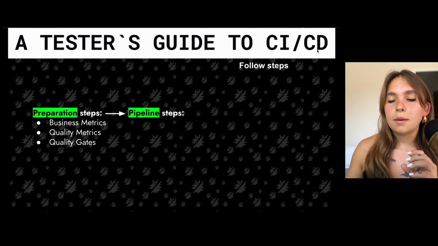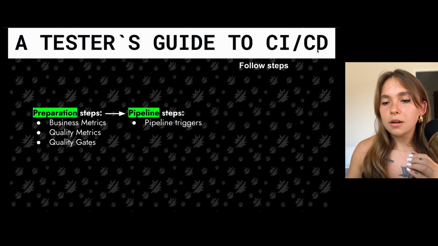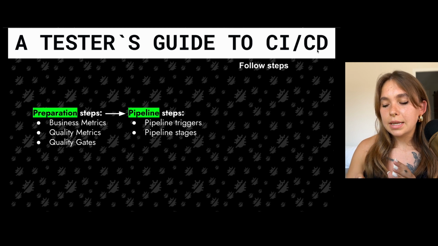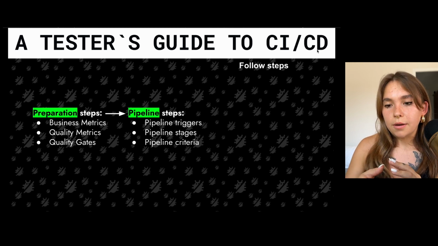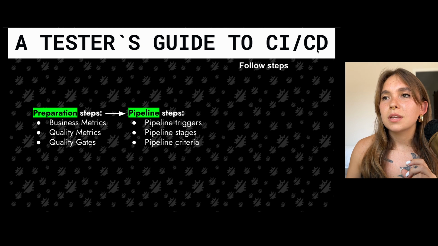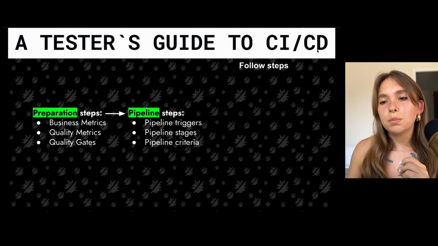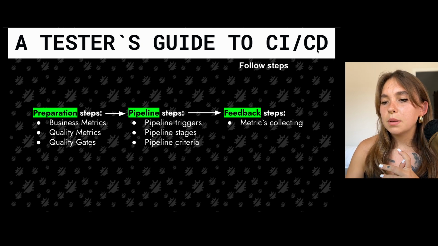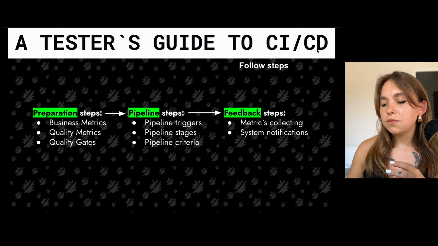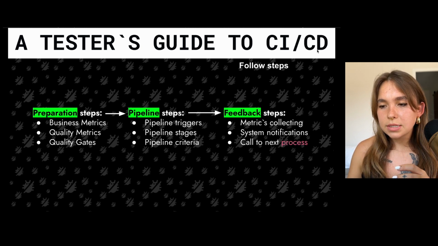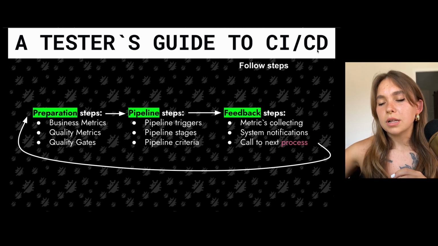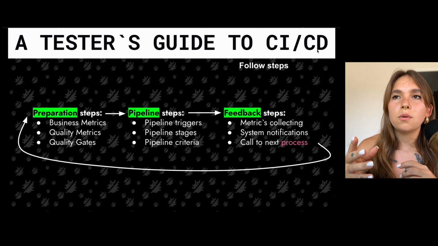After that, pipeline steps. What we can have here: pipeline triggers, which type of triggers, how to choose, pipeline stages, and pipeline criteria, also very important, because we have several criteria of really good pipelines and bad pipelines. And feedback steps. These steps include metric collection, system notification, and call to the next process. And actually after that, we would start again, but from the next process.